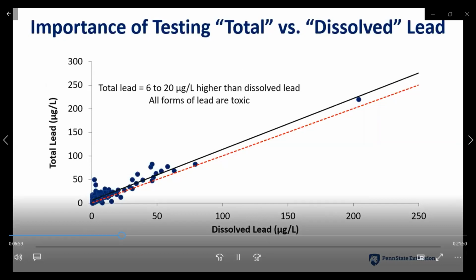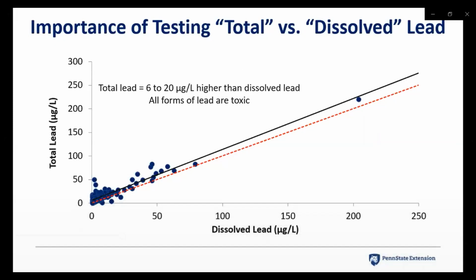And in this particular study, we looked at a bunch of different water wells all across Pennsylvania and measured both the dissolved lead, and then we digested the sample and looked at the total lead. We found that the total lead concentrations were about 6 to 20 micrograms per liter higher than the dissolved lead. So there again, with all forms of lead being toxic, we don't want to underestimate the lead by just doing the dissolved component.